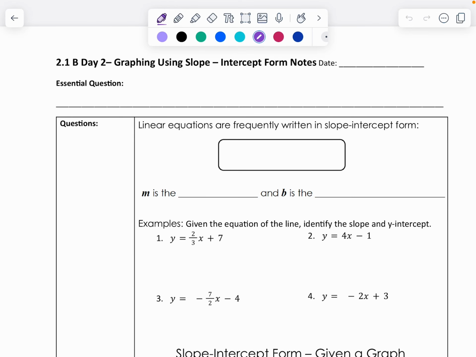Today we're doing notes for 2.1b day 2, graphing using slope-intercept form. So our question for today is, how do I graph a line given the equation in slope-intercept form?